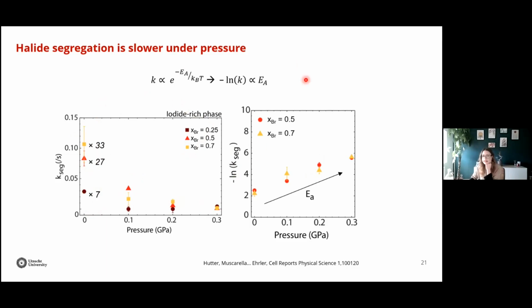And by looking at the diffusion coefficient formula, we found that the logarithm of the phase segregation rate, which is this k, is mainly proportional to the activation energy. So what we think is happening is that we have an effect not only on the delta G, but also on the activation energy for these halides to move. Therefore, when you increase pressure and compress your system, you are also increasing the activation energy for these halides to migrate.